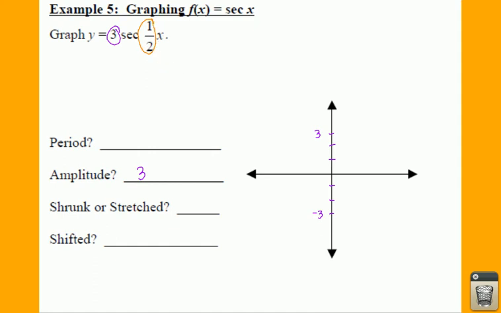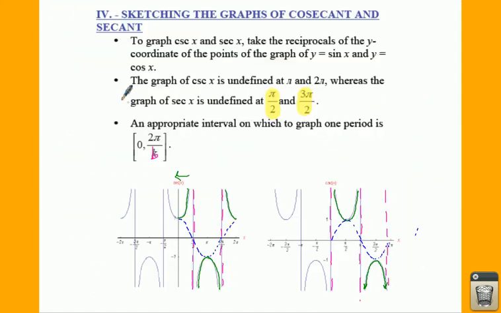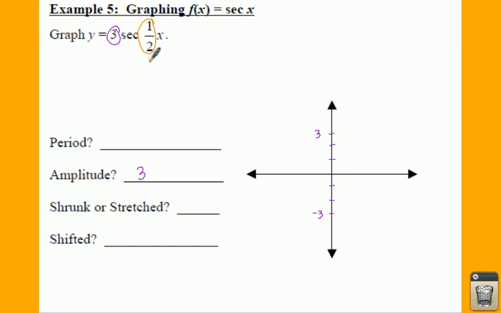So if you remember back way back when, to graph one period of each of these, you go from 0 to 2 pi over b. So if your b is equal to 1/2, we're going to go from 0 to 2 pi divided by 1/2, which is from 0 to 4 pi. So the period is a distance of 4 pi. So we're going to go 1 pi, 2 pi, 3 pi, 4 pi.